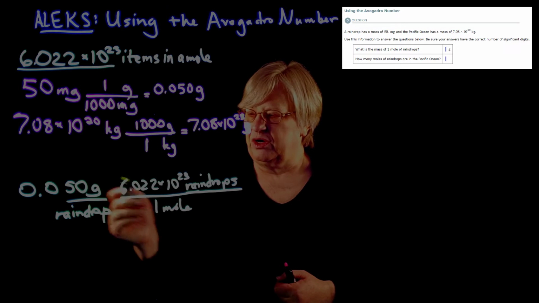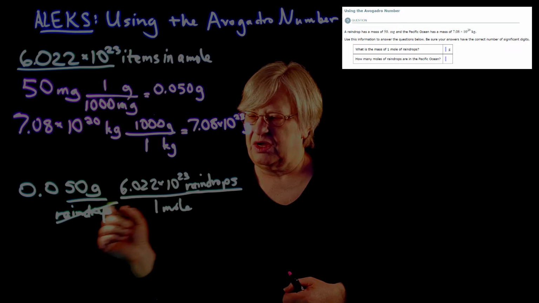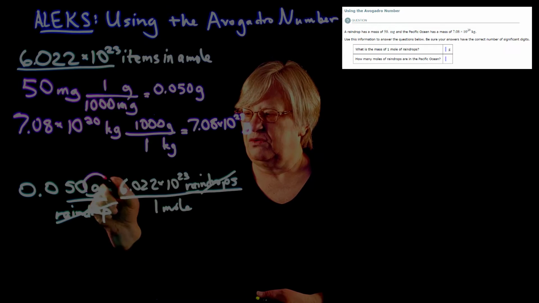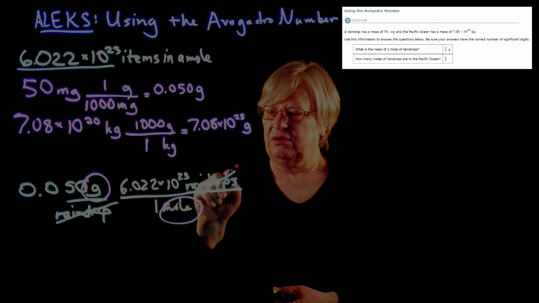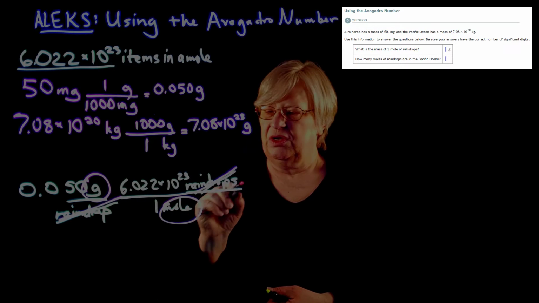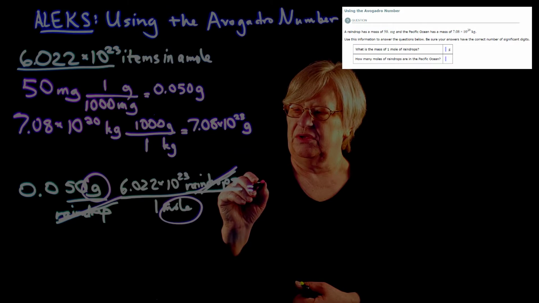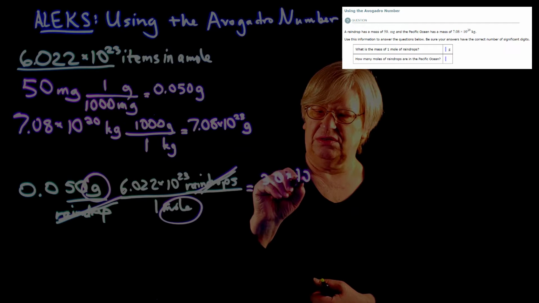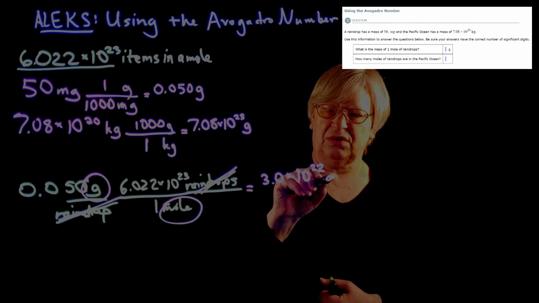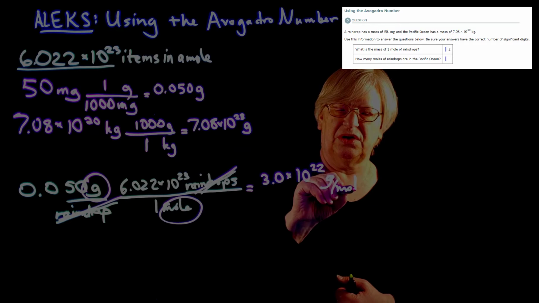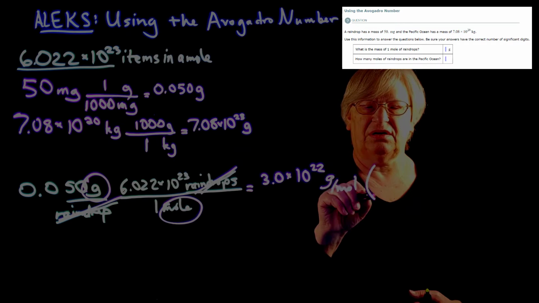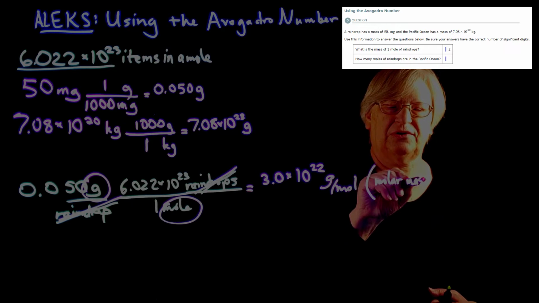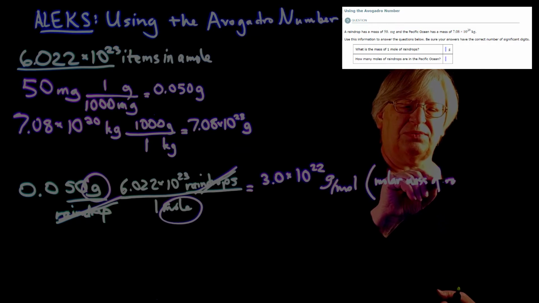And now we can look at our units, and I can cancel raindrops and raindrops, and we're going to have grams per mole left, right? The raindrops are gone, and I'm going to have 3.0 times 10 to the 22nd grams per mole left. And we can call this really the molar mass of raindrops.